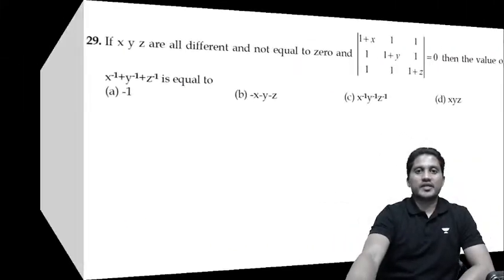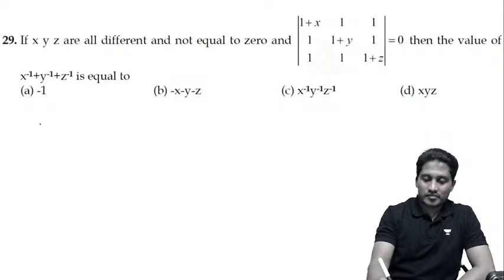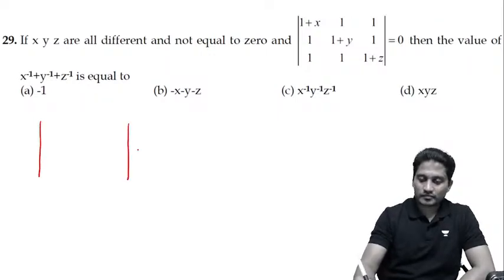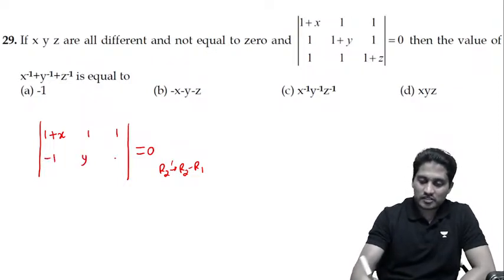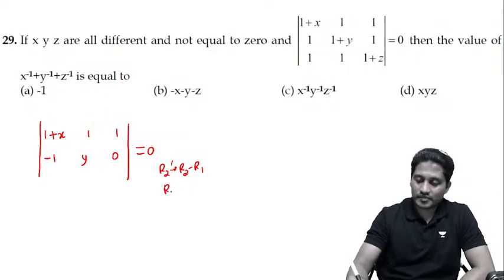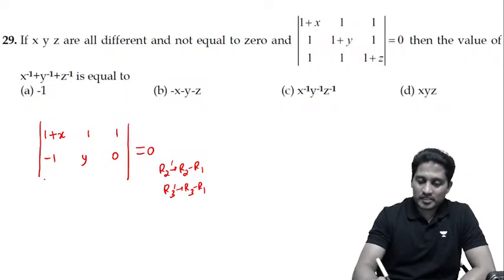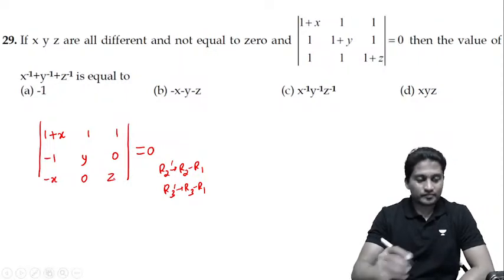Right, question number 29. See, this determinant is equal to 0, right? The first row will be equal to 1 plus x, this is 1 and 1. You change R2 to R2 minus R1. 1 minus of 1 minus 1 minus of 1 plus x is minus 1, right? This is y, right? And this is 0. If I R2 minus R1, if I subtract, change R3 to R3 minus R1. So this is minus x, right? Minus x, this is 0. And then this is my plus z.